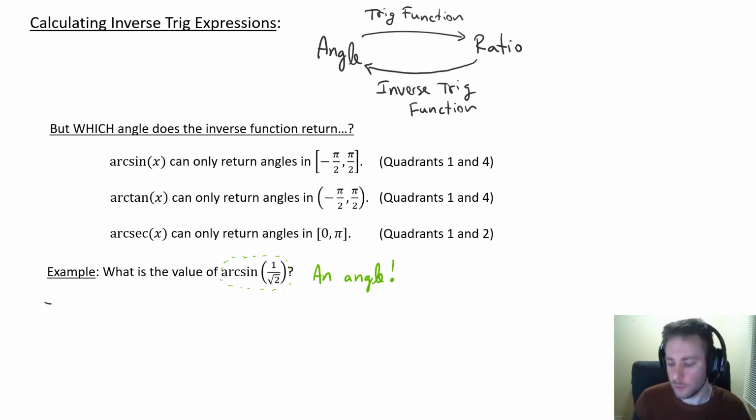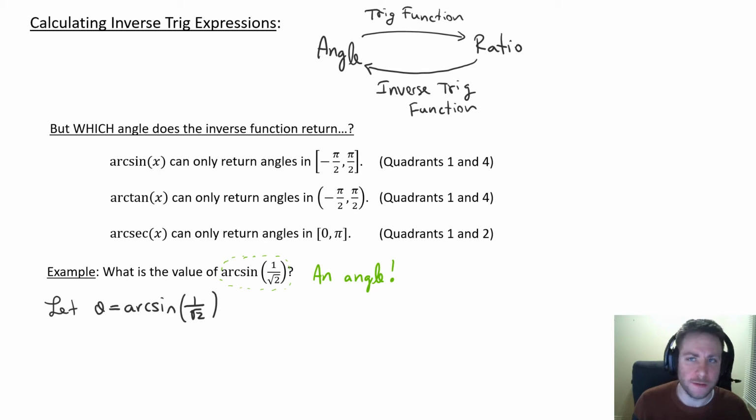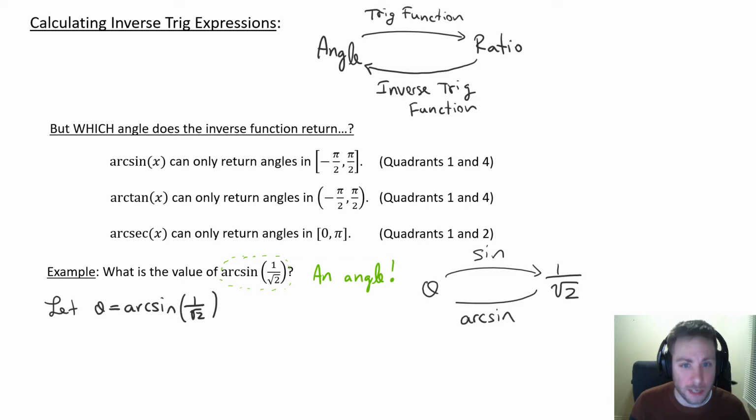Let's start by giving a more convenient name to this angle we're looking for. I'm going to call it theta. Now, what do we actually know about this theta? Well, we know that it corresponds to a sine ratio of 1 over root 2, which you might visualize using a diagram like this. In other words, theta is an angle that has a sine value of 1 over root 2. So which angle would that be?